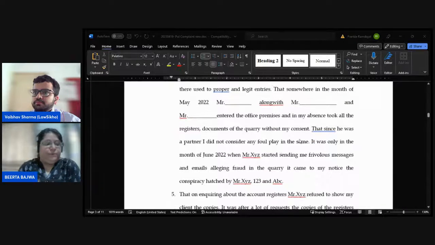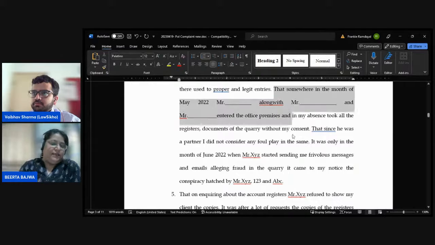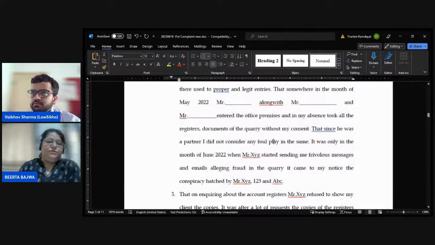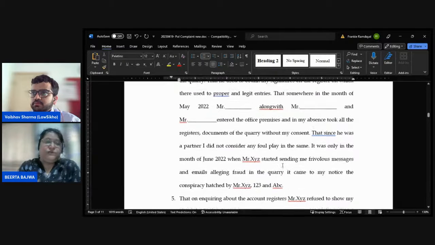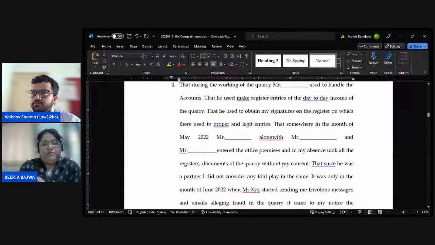Then you will start with your dispute: how the dispute escalated, what exactly was the dispute between the complainant and the accused, why this whole dispute started. Okay, so we will allege that there was misappropriation of funds. There was in fact forgery of certain bills of accounts. There was some overwriting. So I've mentioned all those things.